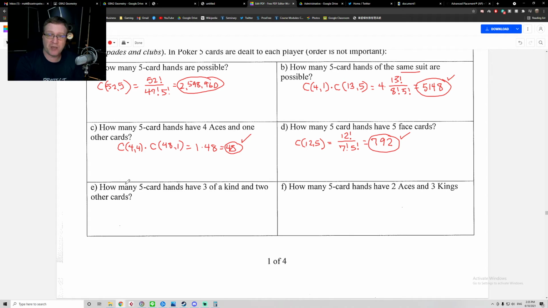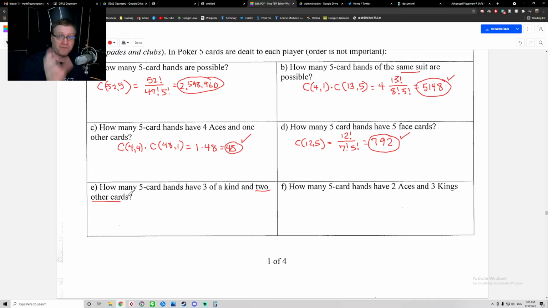It could be queens, queen of diamonds, queen of spades, and queen of hearts. That would be 3 of a kind, all right? And then the other 2 cards can be anything, all right? All right, so how are we going to do this?